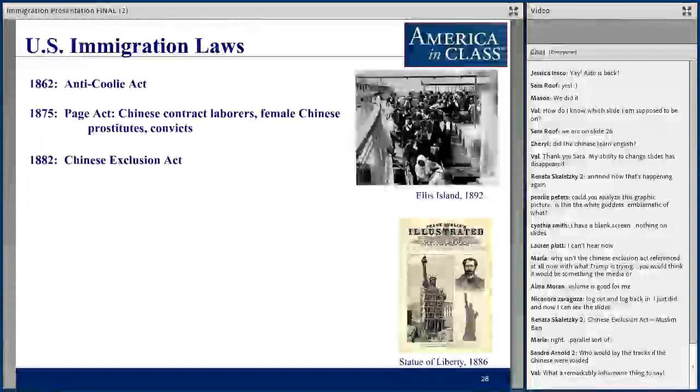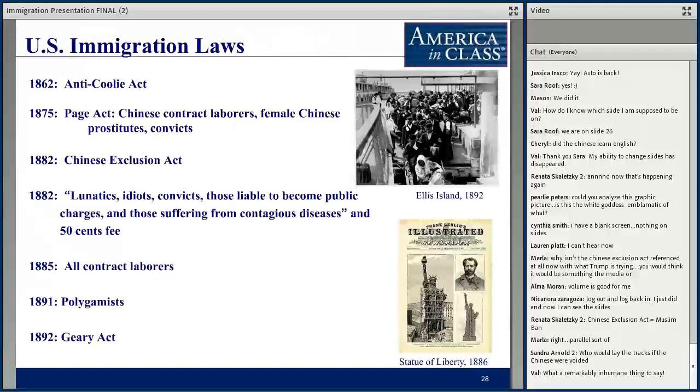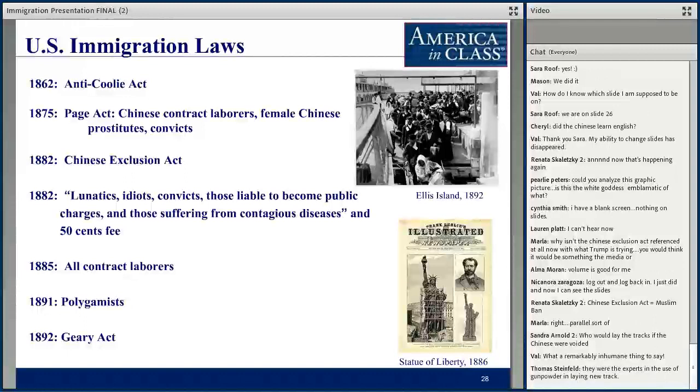And this law is rarely discussed, but I want to spend a little bit of time on it. And it's the 1892 Geary Act. So if you know something about this law and if you've taught this law, please do let me know by typing it in the comments.